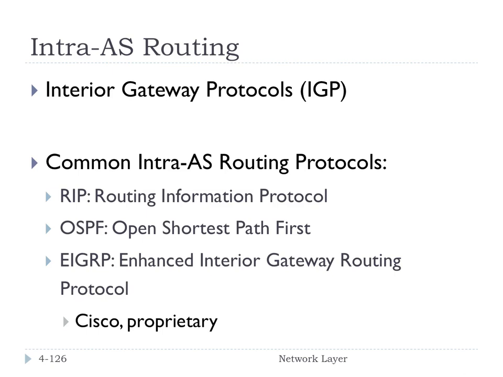These are three intra-AS routing protocols. RIP, which is the granddaddy of routing protocols. It was the one that was originally used in the internet. OSPF, and enhanced IGRP, which is a proprietary protocol from Cisco.